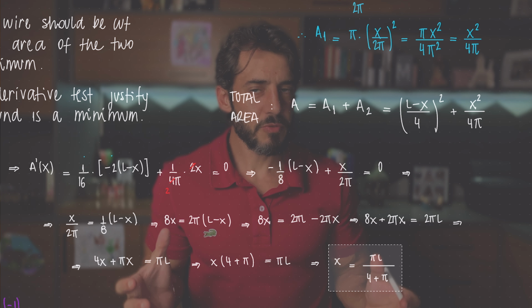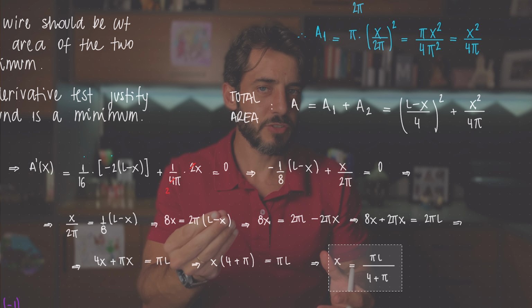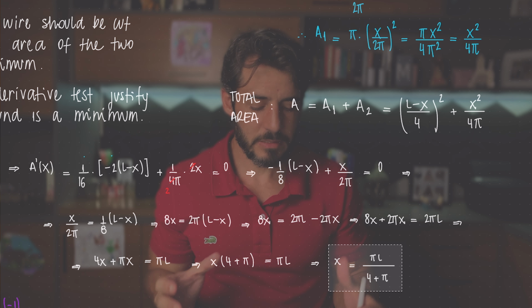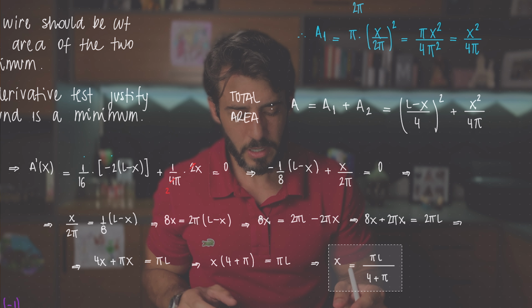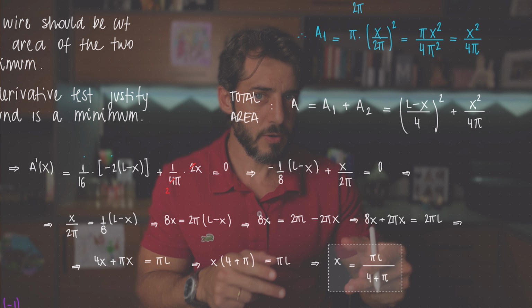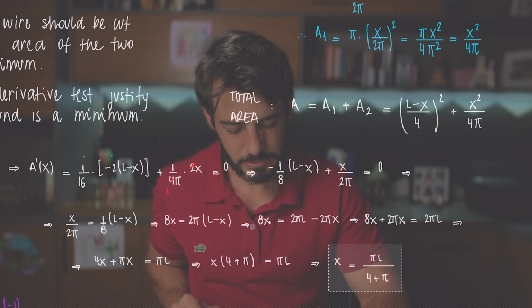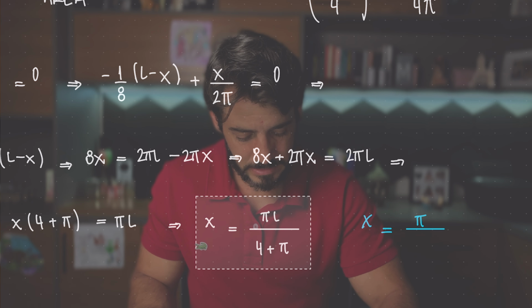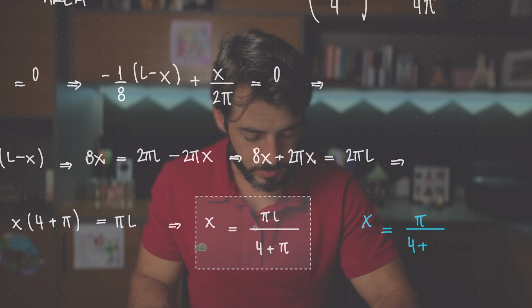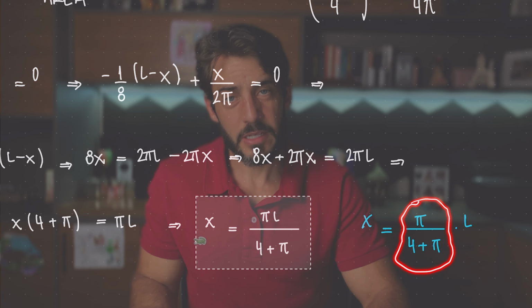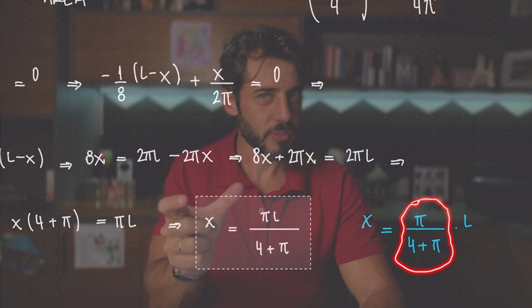Now, as I mentioned before, this answer should be a fraction of L. That's the only way that this exercise would make sense. And it is, if you think about the constant which is multiplying capital L, which is pi over 4 plus pi, given that you could rewrite x as pi over 4 plus pi times capital L. This number right here is less than 1, which means that x is a fraction of L.